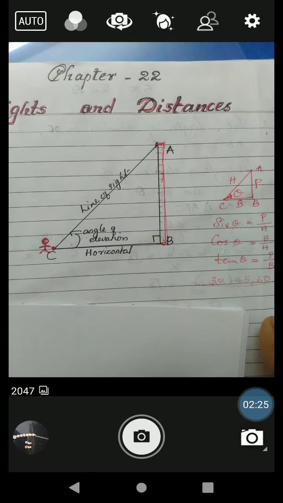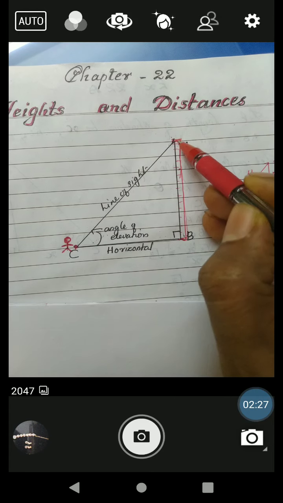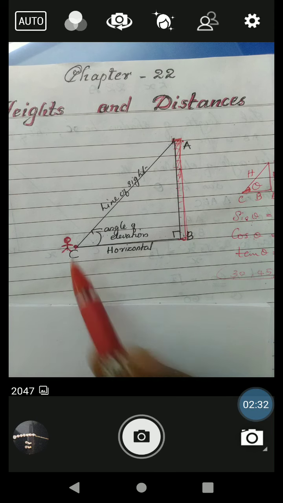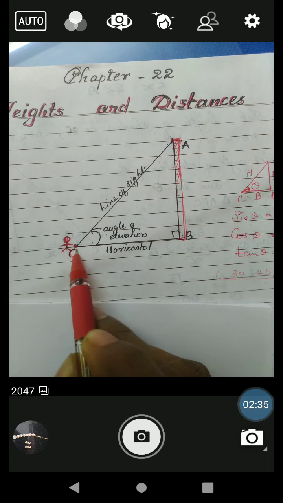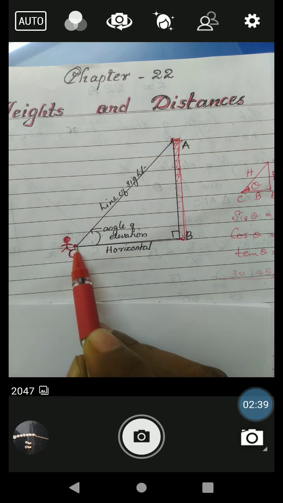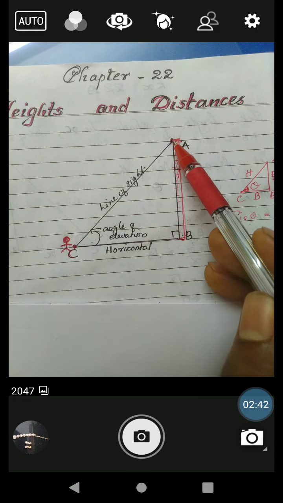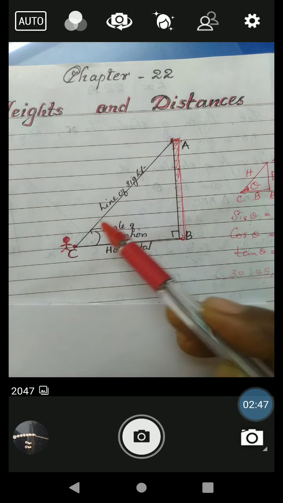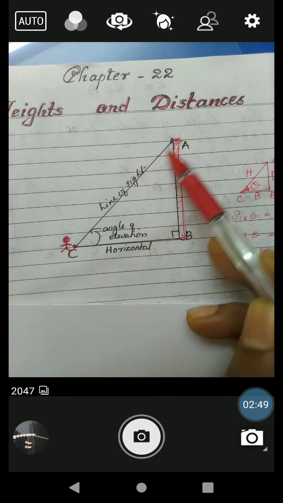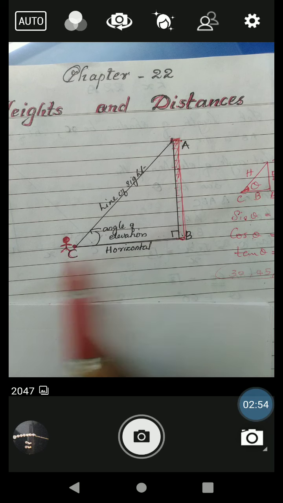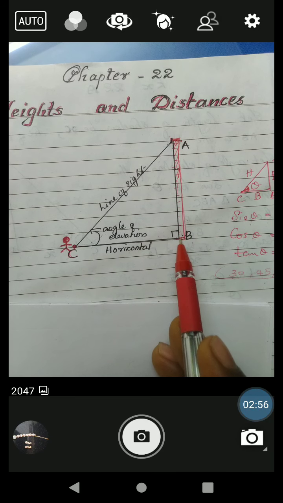Let's start heights and distances. You can see a figure. Suppose it is a tower, AB is a tower. A man is standing at this position and looking at the top of this tower. This line is known as the line of sight, and this is the horizontal distance between the man and the foot of the tower.